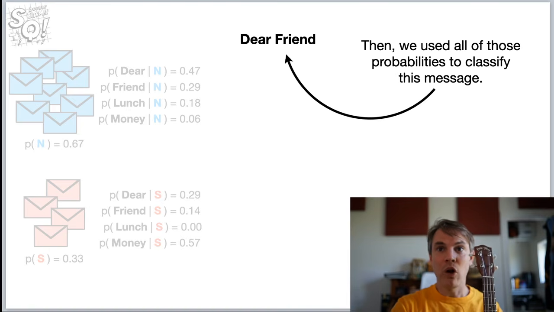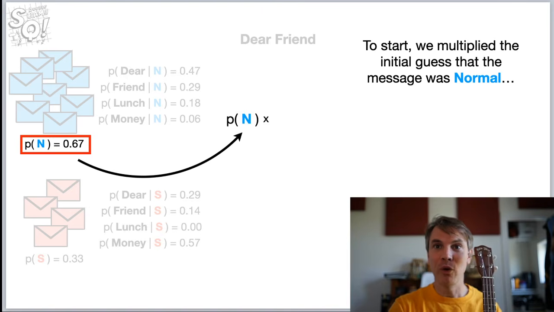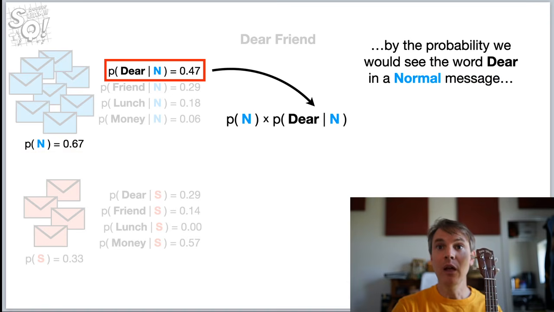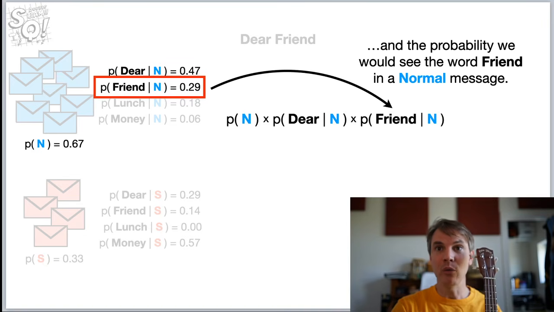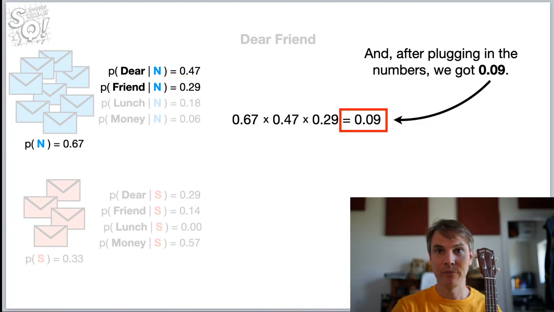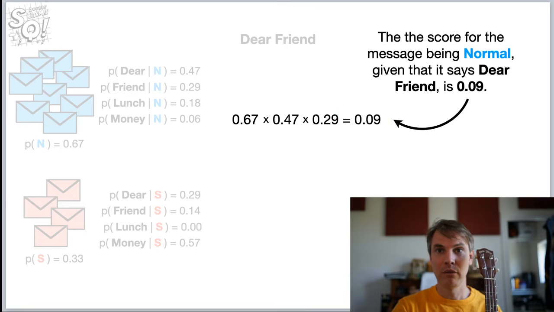Then we used all of those probabilities to classify this message, dear friend. Hi, friends. Okay, to start, we multiplied the initial guess that the message was normal by the probability that we would see the word dear in a normal message and the probability we would see the word friend in a normal message. And after plugging in the numbers, we got 0.09. The score for the message being normal, given that it says dear friend, is 0.09.